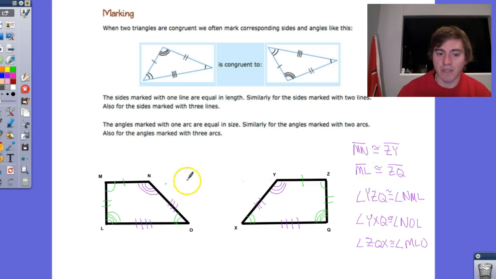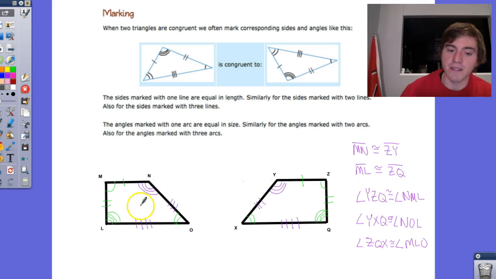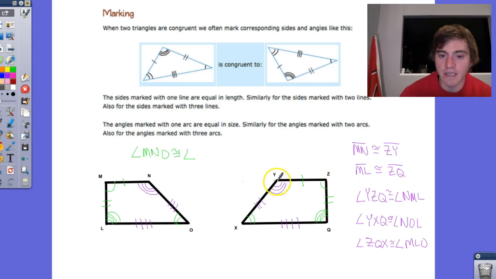Let's write out and go the other direction. We'll write out the ones that were already marked. Okay, so this one has 3 and this one has 3. So that means those are congruent. Those are angles. So let's write that out. This is angle MNO. Remember, I'm tracing. Angle MNO is congruent to angle ZYX. Oops, that should be an X. Sorry. Let's see. That's it for angles.